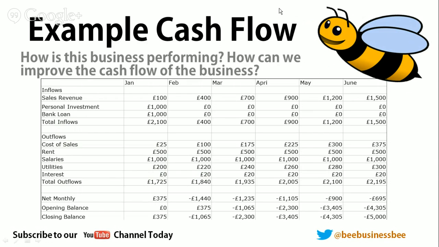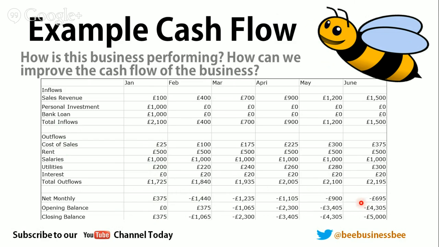So this is a business that you can see here. This is our cash flow. How is the business performing? Well, if you look at the net monthly, which shows you what's happening each month, it's not doing the best. It starts off with a positive figure, and it seems to get negative. It starts to improve a little bit, but overall you can see that down here the closing balance is actually getting worse all the time as well.